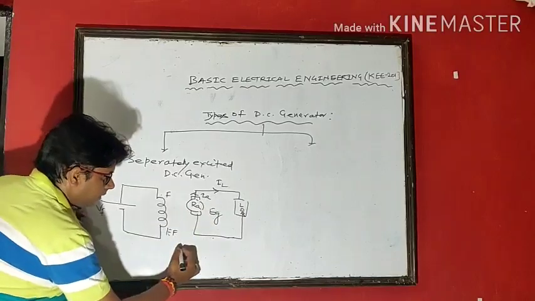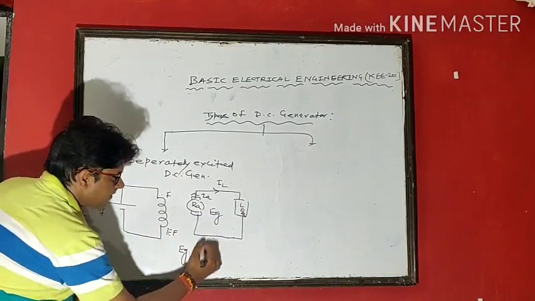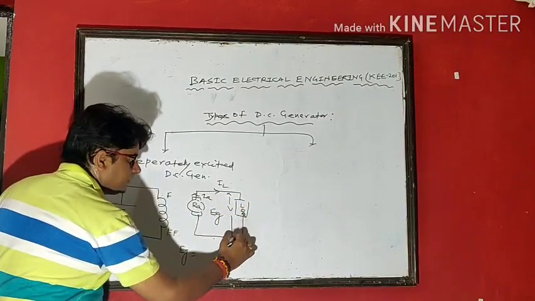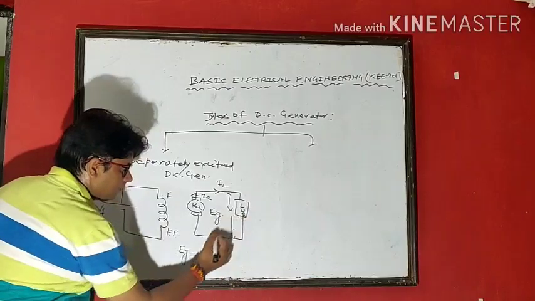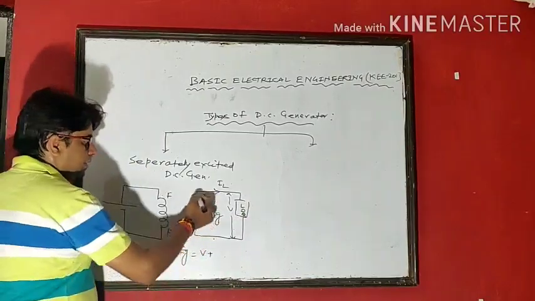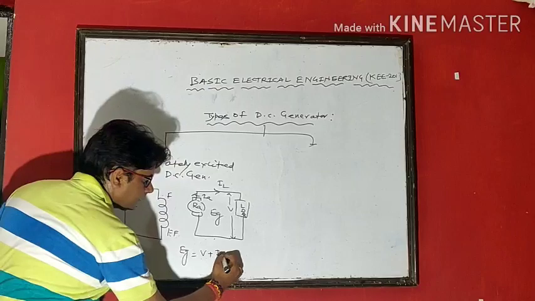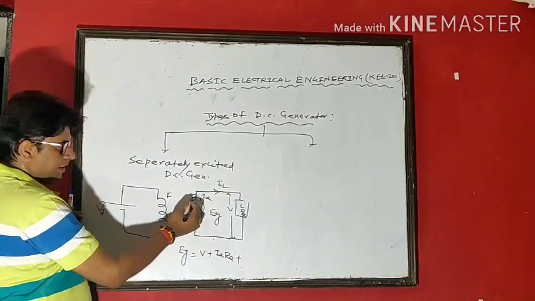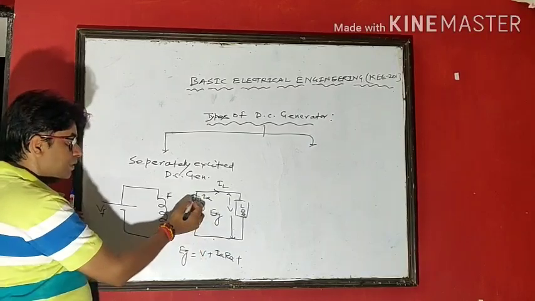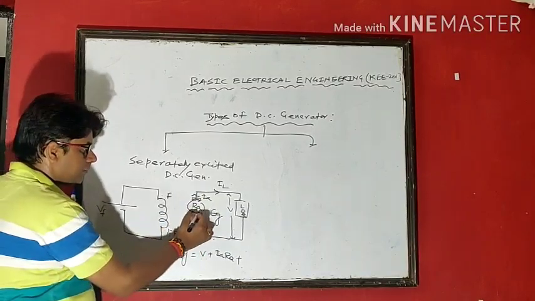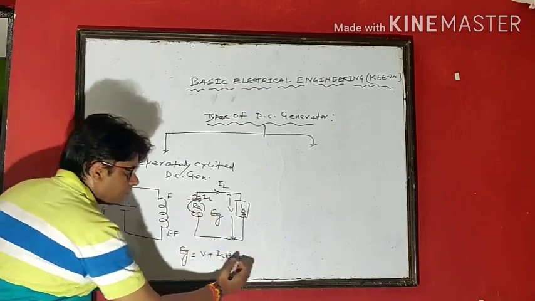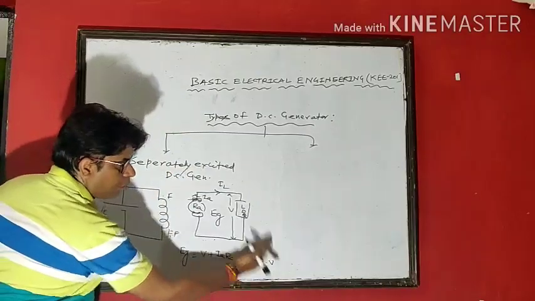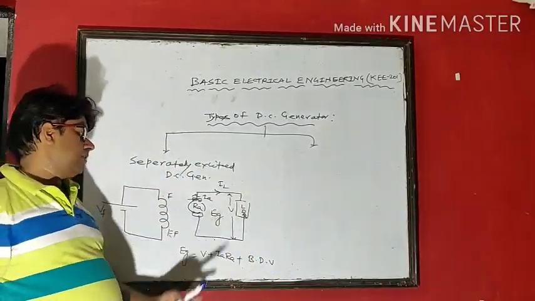From this diagram, EG, that is the EMF generated, equals this terminal voltage V, which is the useful voltage that we will use, plus this drop, that is IA RA, plus in DC generator or DC motor there are two brushes. Here this is brush, this is brush. Here is also a drop, that is BDV. BDV means brush drop voltage. So this is your brush drop voltage.